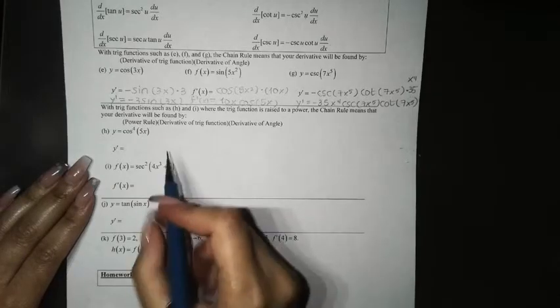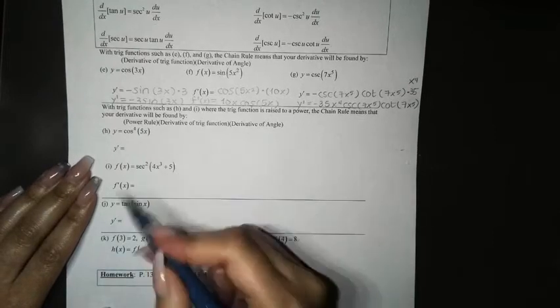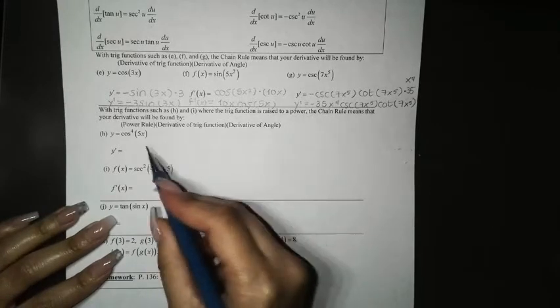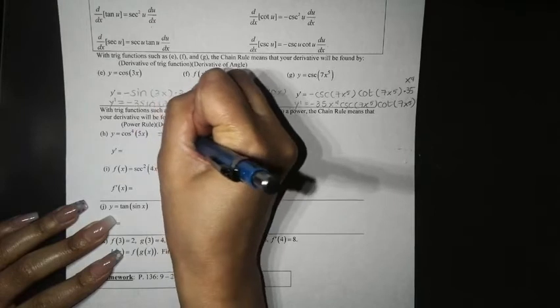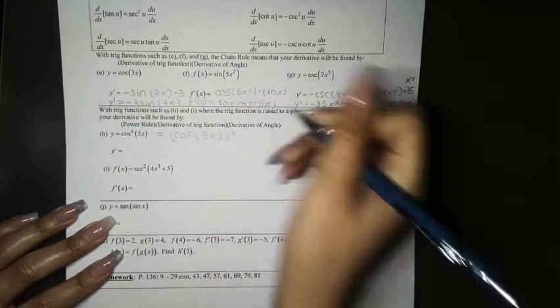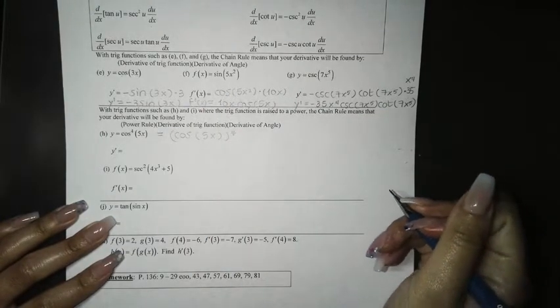So for this one that we have over here, we're going to have the power rule and also the trig function. So we can transform that into cosine of 5x, everything to the power of 4. So we can use the power rule, the chain rule, and all in one.